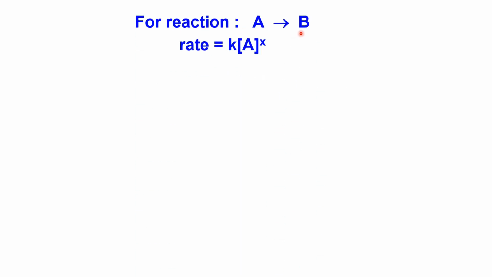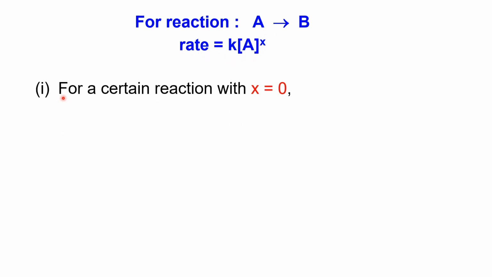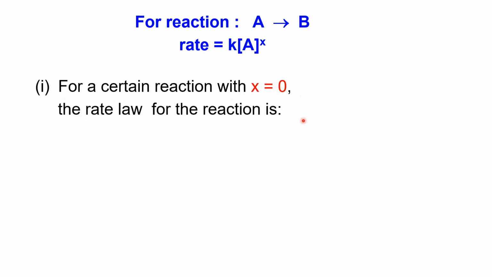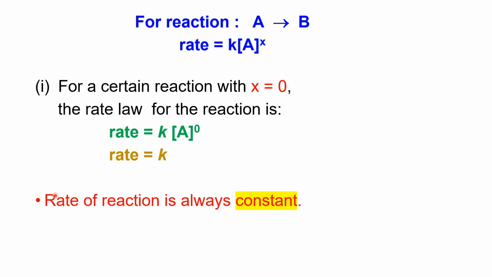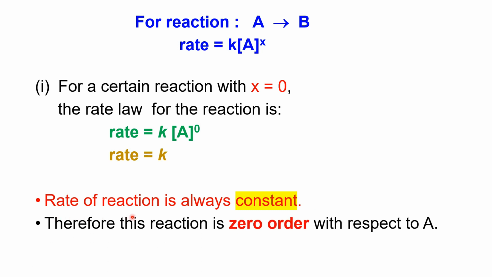For reaction A produces B, the general rate equation is rate equals k times concentration of A to the power of x. For a certain reaction with x equal to 0, the rate law is rate equals k times concentration of A to the power of 0. Since A to the power of 0 is equal to 1, rate equals k. From the rate law, we can see that the rate of reaction is always constant. Therefore, this reaction is zero order with respect to A.